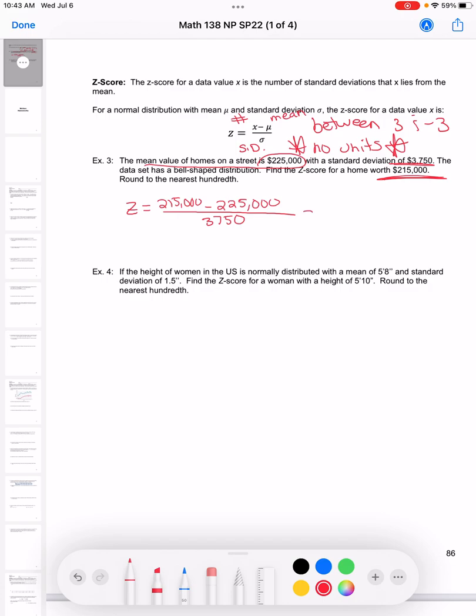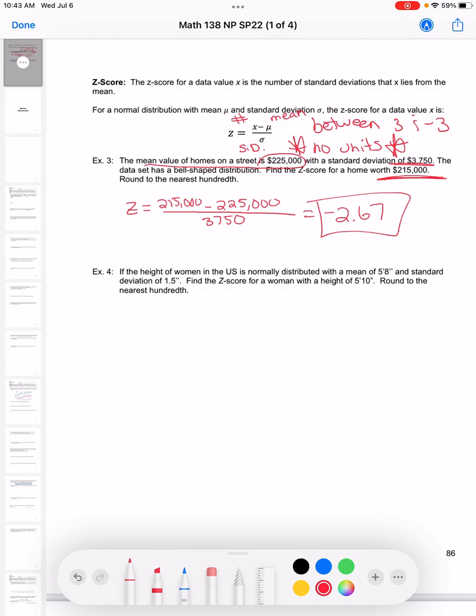That's 2 decimal places. So typing that in my calculator, I do get a negative, and that's completely okay. Negative numbers are okay. This means, since it's negative, that it is below the mean. We paid less than the mean for this house. We were 2.67 standard deviations below the mean.